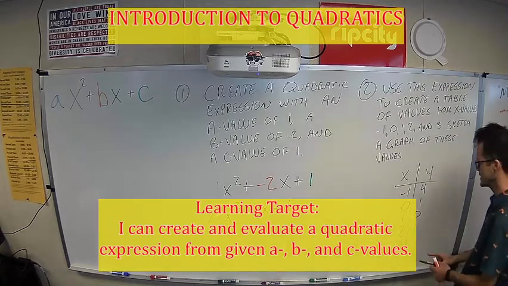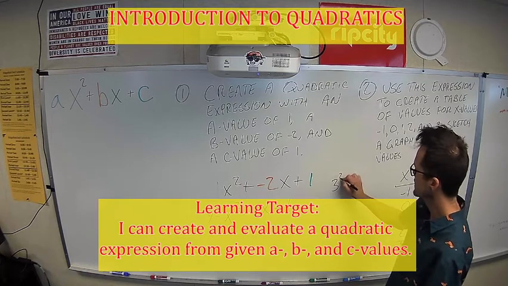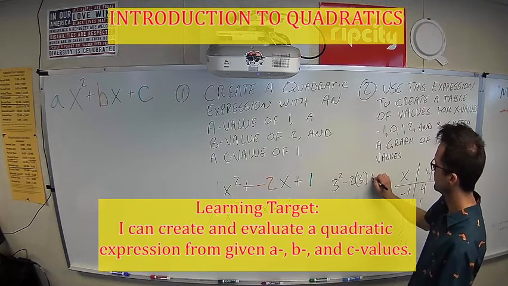Last one here. We're going to plug in positive 3. So this one's going to be 3 squared minus 2 times 3 plus 1.